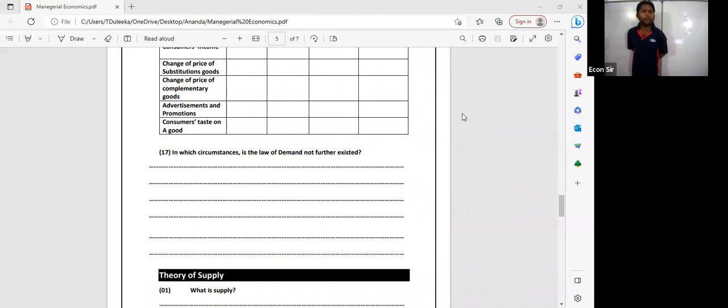What do you mean by Veblen? Now see, one product is there. The name of the product is X. Now, the price of X is Rupees 10.